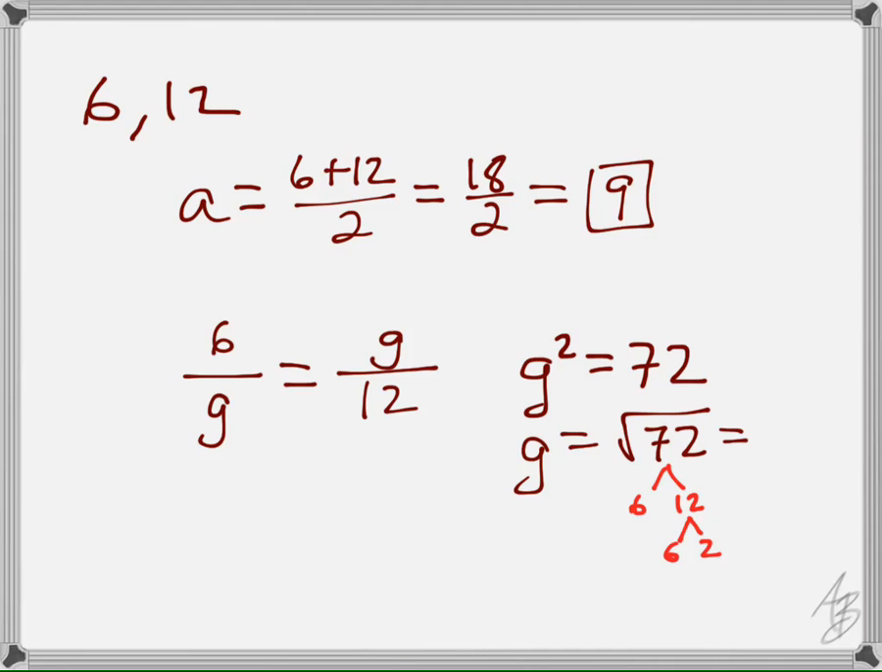And what are we going to get when we simplify this, Kayla? 6 root 2. 6 square root of 2. That's going to be your geometric mean. Any questions about that one? No. All right. What is my next pair? 3 and 12? All right.